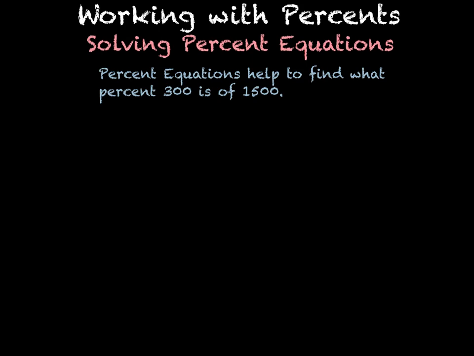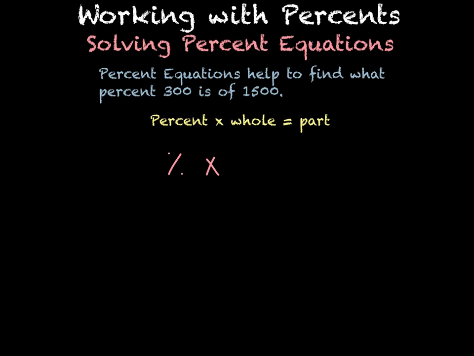Okay, so this one's solving percent equations. Percent equations help us to find what percent 300 is of 1,500. So let's fill these things out. Our percent, we don't know. So that's our empty thing. Maybe we could say P. Well, would that confuse them with part? Oh, maybe so. Maybe we could just do this. Okay, yeah, that's good.